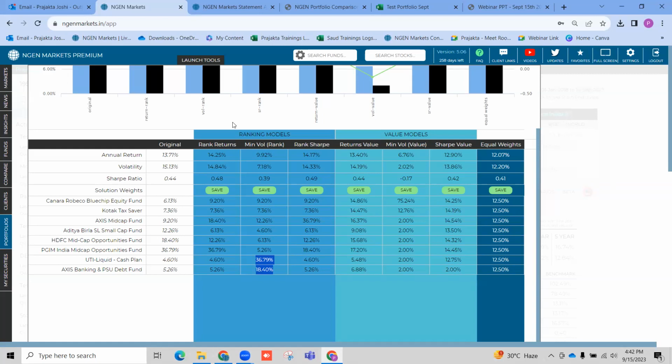So in this case, UTI Liquid and Axis Banking and PSU fall into debt, and the original percentage is around 9 to 10% in the first column I see. But when you start looking at the minimum volatility, it is going to 18.4%, and the returns are much lower. So my point is, I should be given a choice that the returns should be generated, but not by taking money away from my debt allocation.